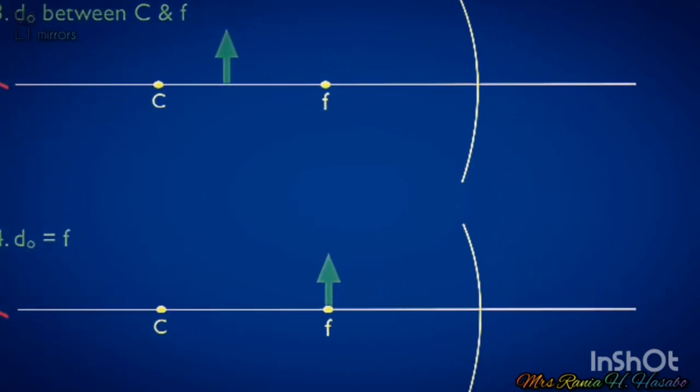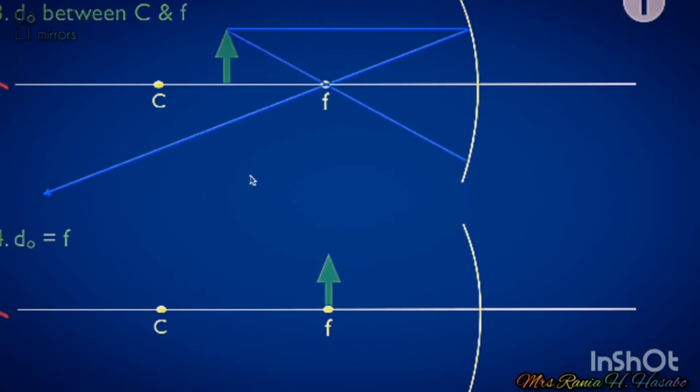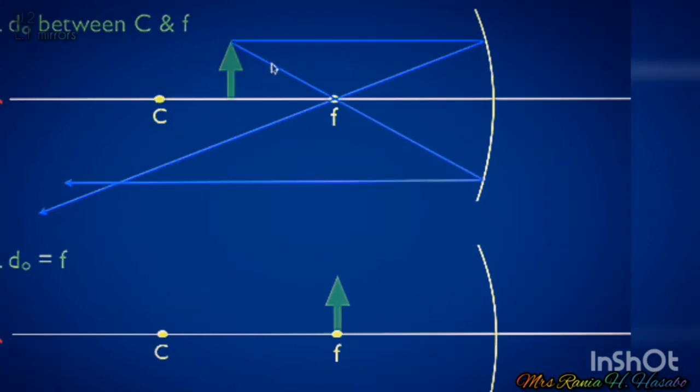The third diagram. Now we have moved the object between C and F. This position is the opposite of the first one. Please don't forget to use a sharp pencil. The first ray goes in parallel and comes out through the focus, and the next one goes in through the focus and becomes parallel. There is the image.